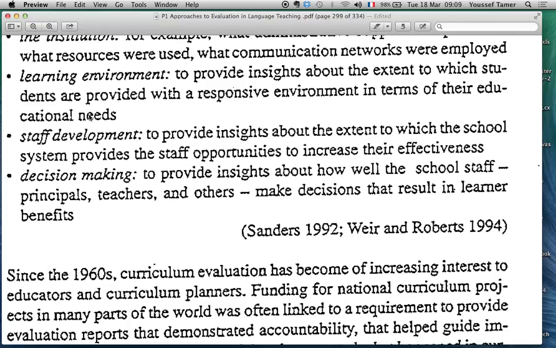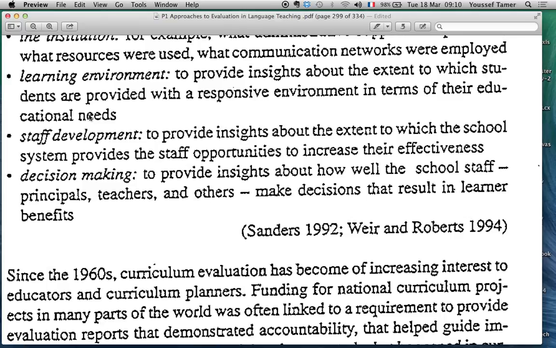So staff development as well. Staff development means teacher continuous training, okay? Formation continue. Are the teachers involved in continuous training every time, because things are new, things are developing, and you should be involved in a kind of network to improve your skills? Decision making, to provide insights about how well the school staff, principals, teachers, and others make decisions that result in learner benefits. So also another focus of evaluation could be the decisions made, because your decisions are not the Quran, so they could be evaluated.